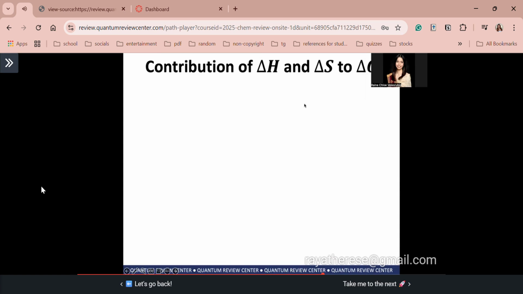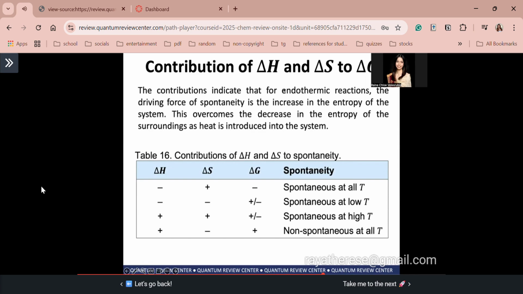Okay. So, guys, with that in mind, we can finally generalize what we said earlier based on table 16. When we have a negative delta H, so that occurs for exothermic reactions, and we have a positive entropy, we have a negative delta G. And that makes sense, right? Because when you look at delta G, which is equal to delta H minus T delta S, when this is negative and this is positive, then we know, guys, that this will be negative. Therefore, it is spontaneous at all temperatures.